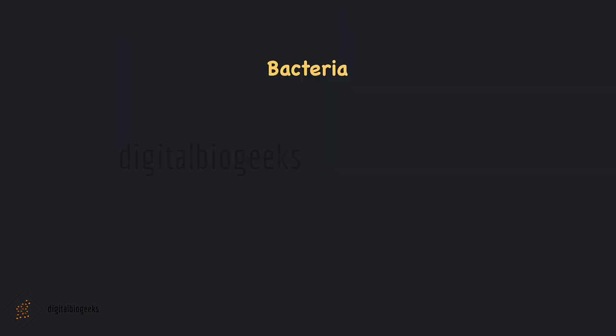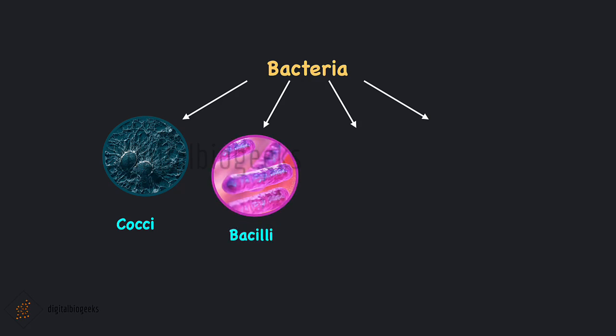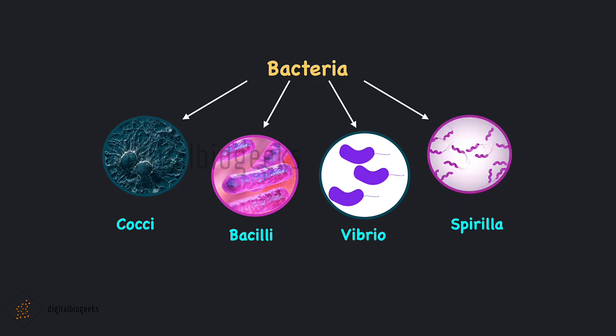Based on their shape, bacteria are divided into four categories. A spherical shaped bacterium is called a coccus. The plural form is cocci. A rod shaped bacterium is called a bacillus. The plural form is bacilli. A comma-shaped bacterium is called a vibrio. The plural form is vibrios. And a spiral-shaped bacterium is called a spirillum. The plural form is spirilla.